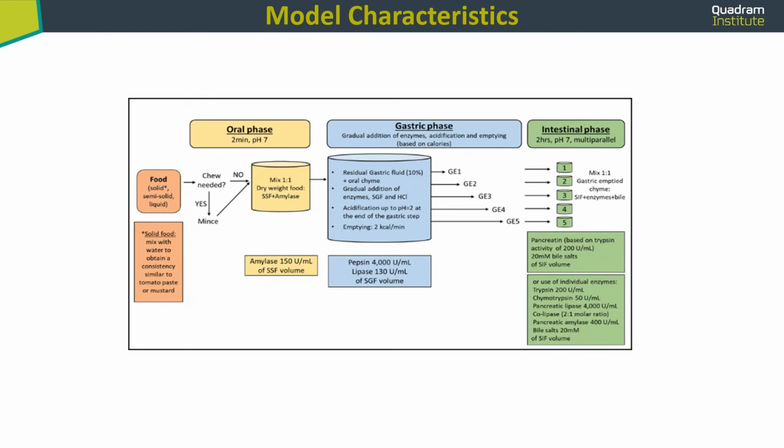So now that we know what the model can do, I would like to go through the semidynamic protocol step by step. As I mentioned, the model describes the three stages of the upper gastrointestinal tract. The oral and small intestinal phases are static and the gastric phase is dynamic.